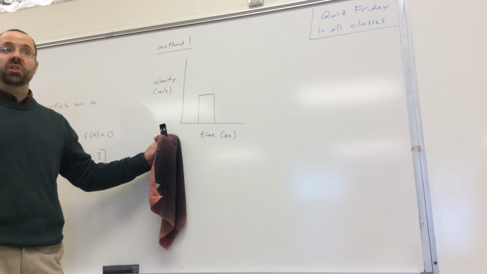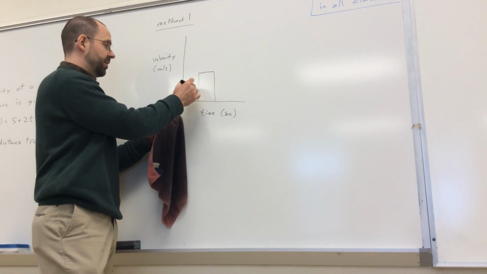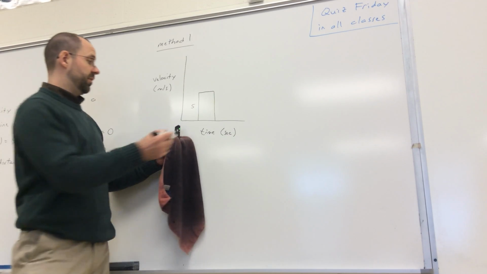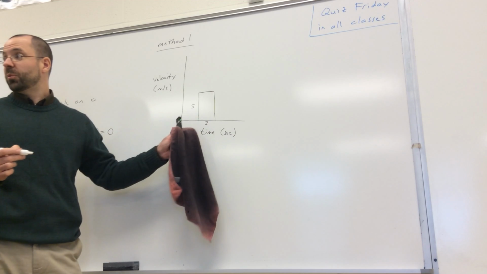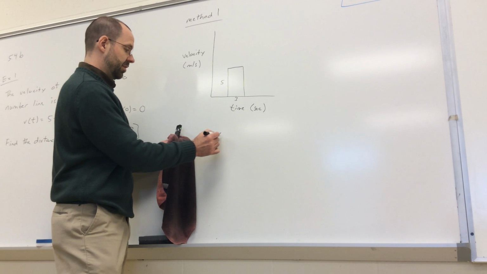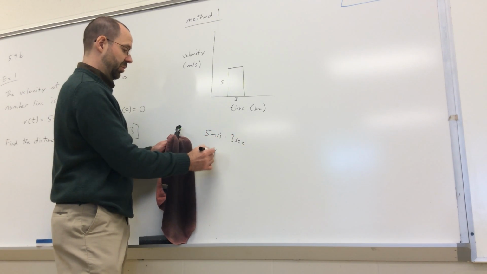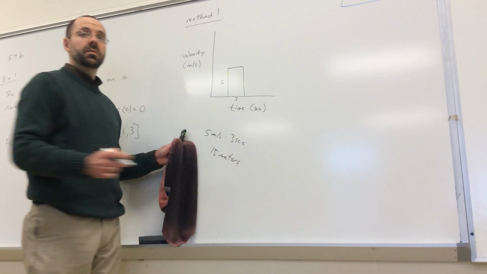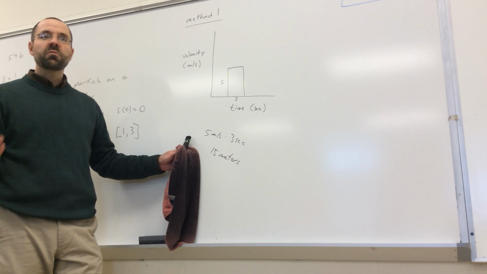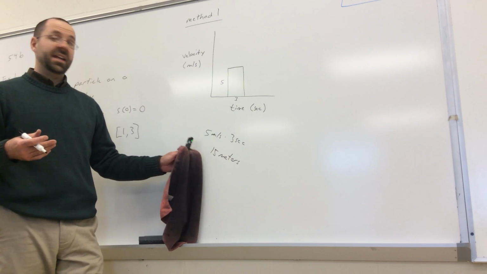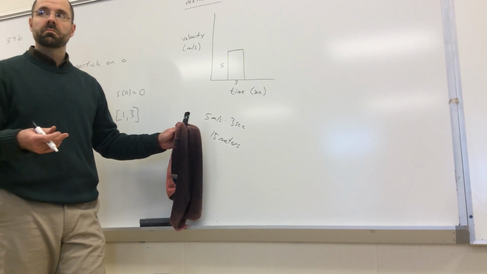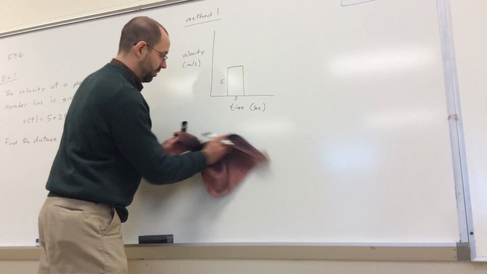But if you got a rectangular shape and the height was 5, that would be 5 meters per second. And if the width was 3, that would be 3 seconds. And if you go 5 meters per second for 3 seconds, then you end up going 15 meters. So I'm just explaining that if we find the area on the velocity curve, that is going to give us distance. Okay, so now let's do the actual problem.